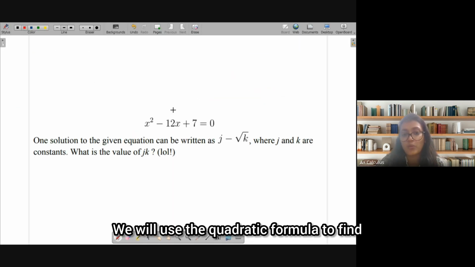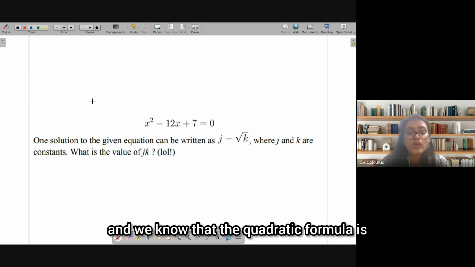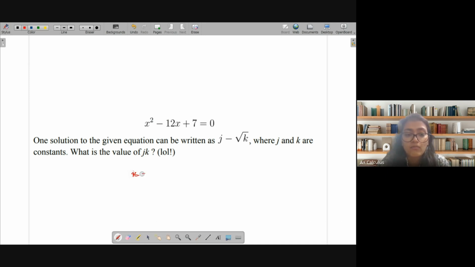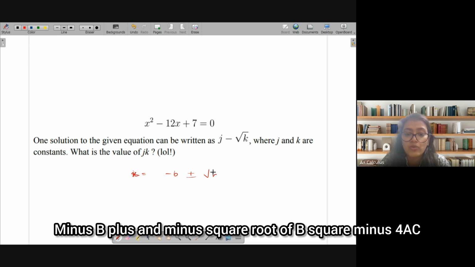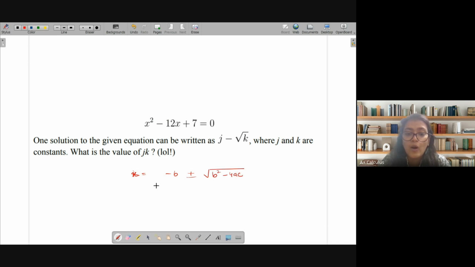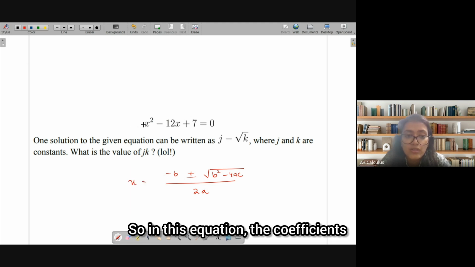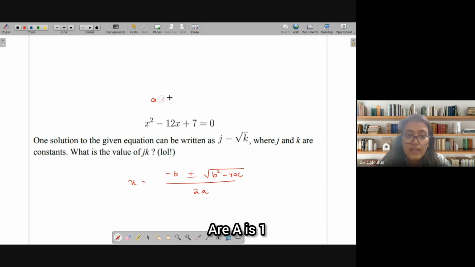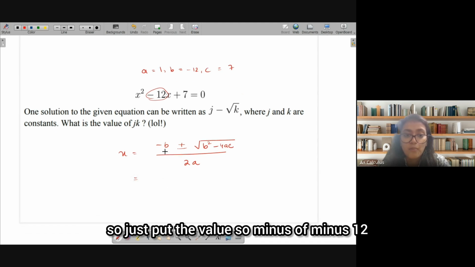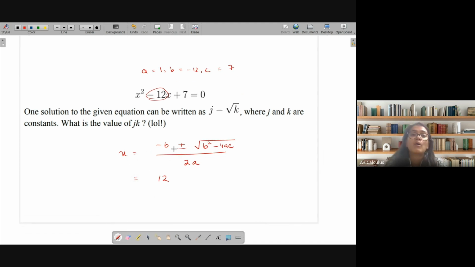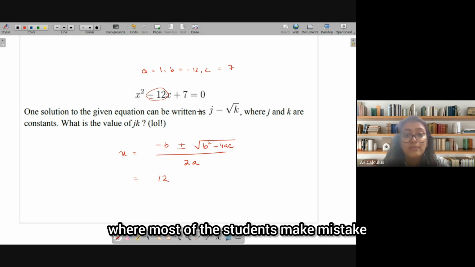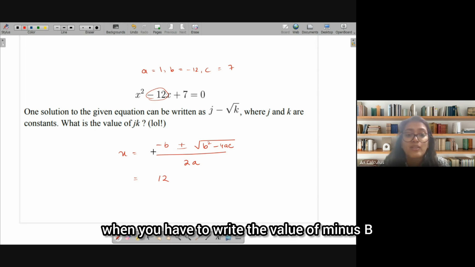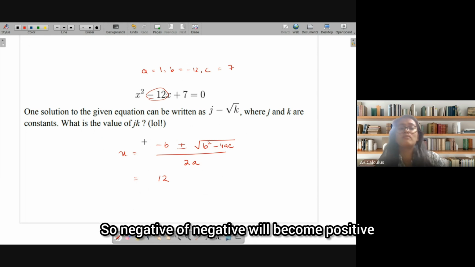So in this question, we will use the quadratic formula to find the two solutions. And we know that the quadratic formula is minus b plus and minus square root of b squared minus 4ac, over 2a. In this equation, the coefficients are a is 1, b is minus 12, and c is 7. So just put in the values. Minus of minus 12 will be 12. And here is where most students make a mistake: when you have to write the value of minus b, and b is already a negative number, the negative of a negative becomes positive.